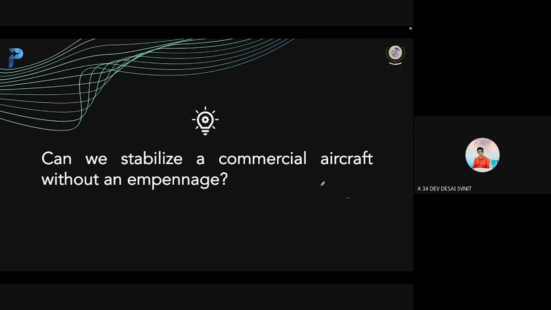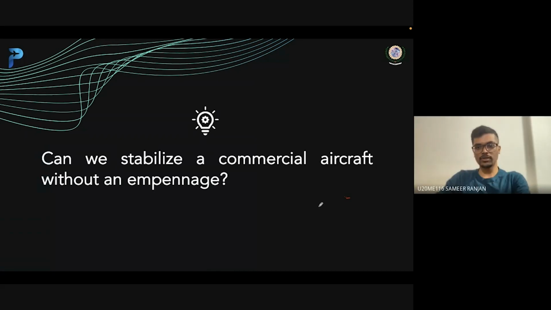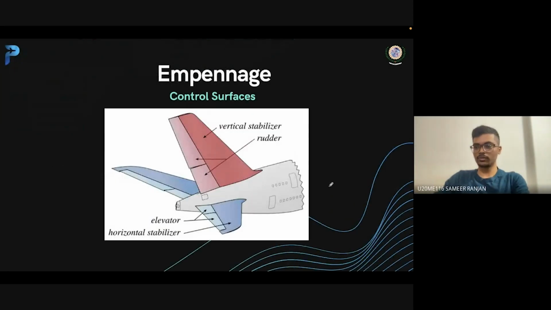Sir, what is reflex that you told? In the previous slide, I already explained that it is bent at the trailing edge, so there is no requirement of an empennage in that design, in that aircraft, so it automatically corrects itself. We'll see this at the end of this session. So let's continue with the slide.